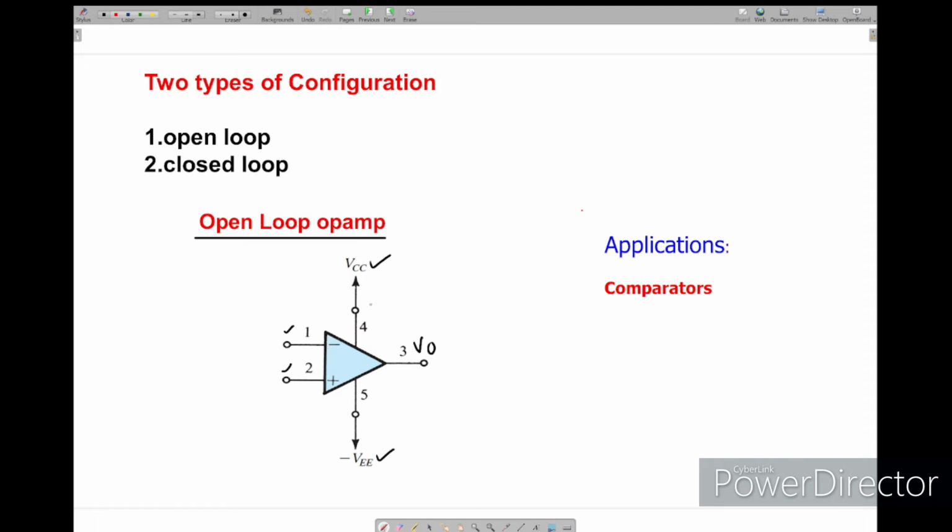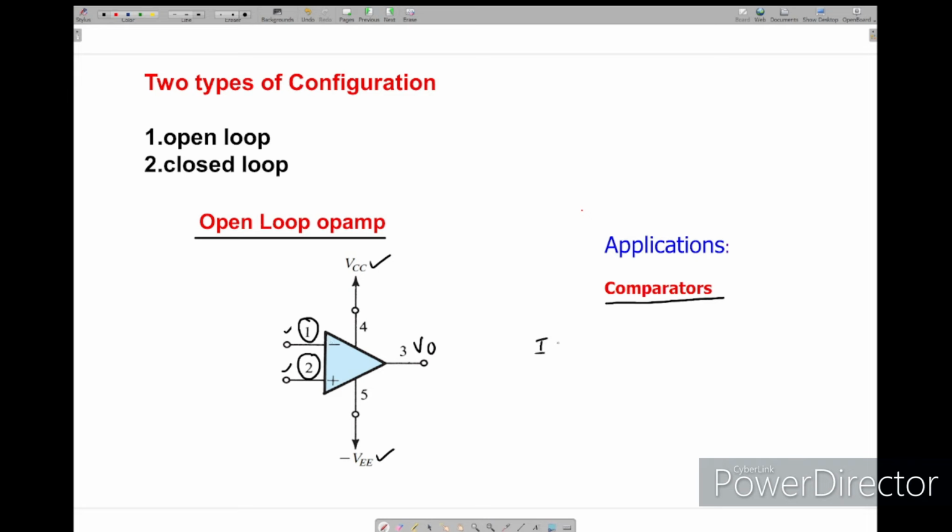What is the use of the open loop op-amp? We can use it as a comparator. What do we mean by comparator? A comparator compares two values at the input of the op-amp. Here I will explain: the op-amp as a comparator will compare these two voltages. Terminal 2 is non-inverting and terminal 1 is inverting.